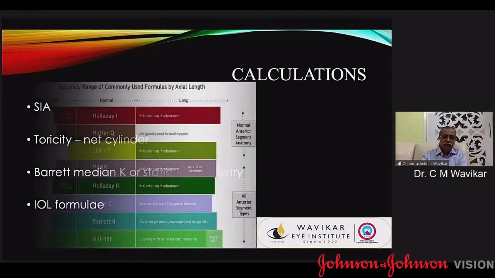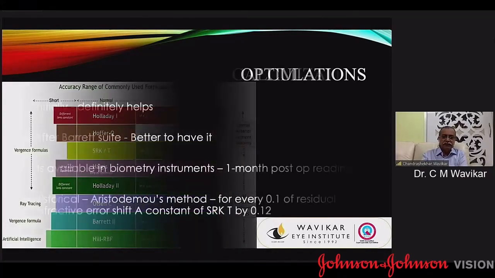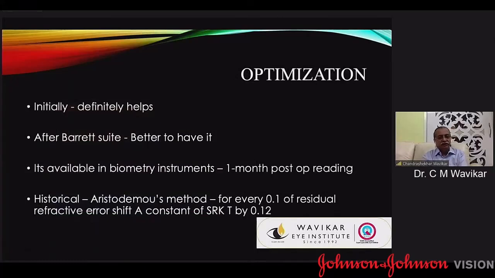IOL formulae: I still consider SRK/T with optimization as very good, but I will also see on Barrett Universal 2 and Hill RBF. Coming to optimization, initially we used to say it's a definite requirement, but after Barrett Suite, the demand has decreased, or the requirement has decreased because the accuracy has increased, but it's strongly recommended still.